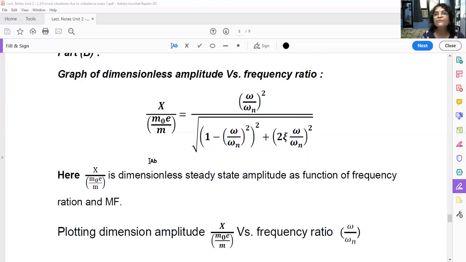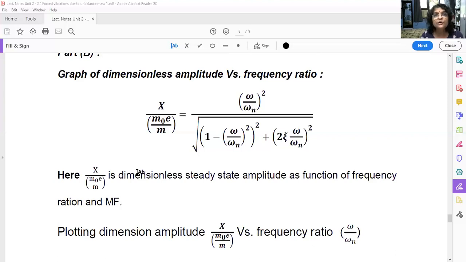And now in the next lecture, we are going to study forced vibration due to base excitation. There also the denominator is going to remain the same. That's why you must learn this denominator by heart. And when you solve the problem on your own in your notebook and write down this equation 10 or 20 times, automatically it will be memorized by you.